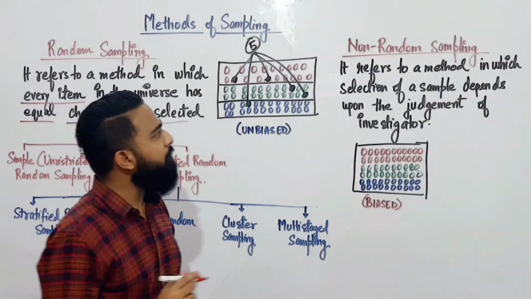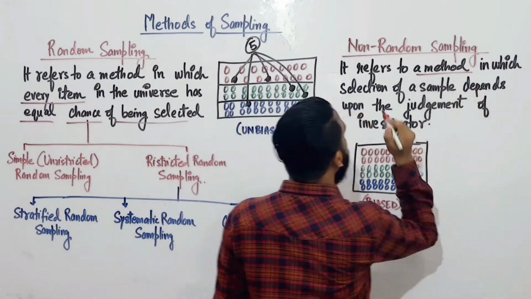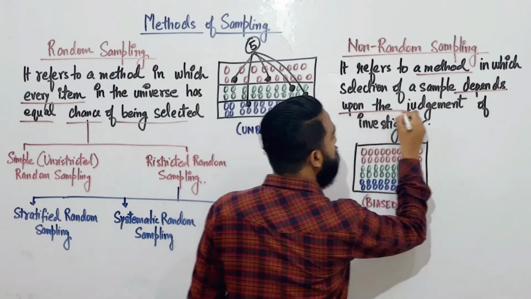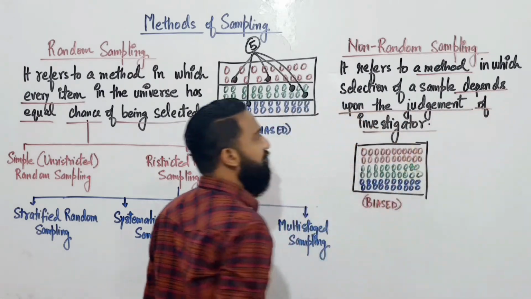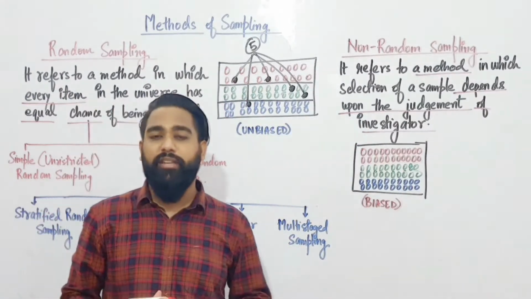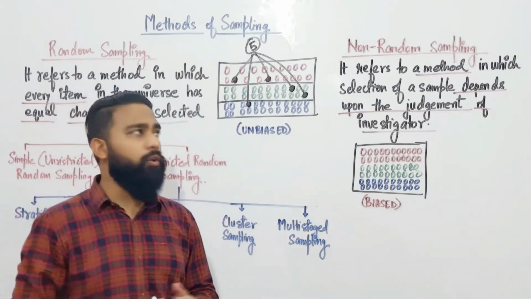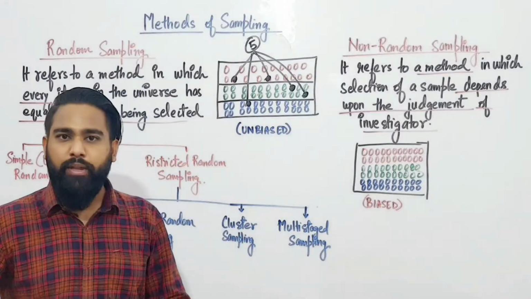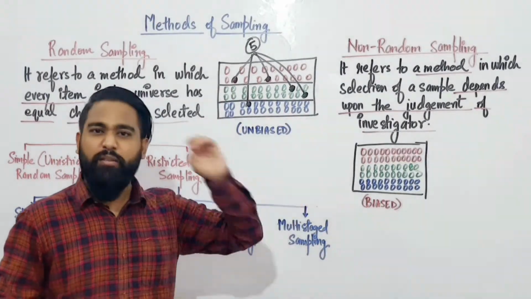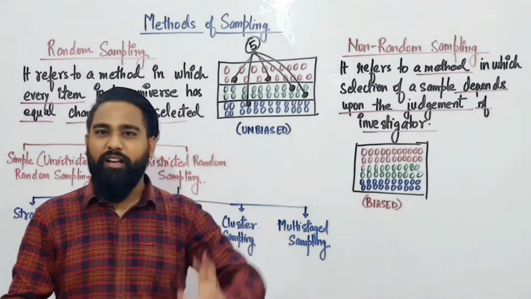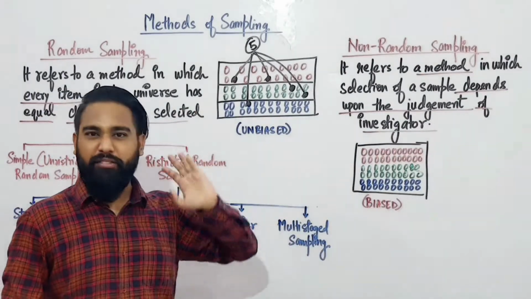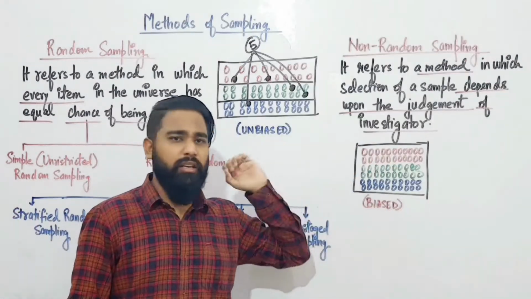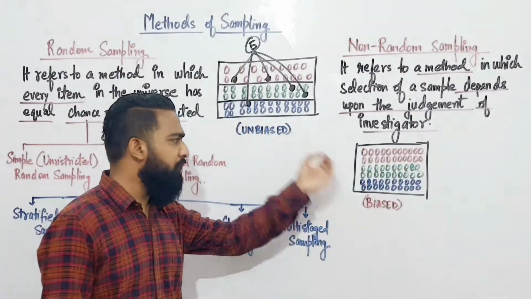Now, the second one is non-random sampling. What is non-random sampling? It refers to a method in which the selection of a sample depends upon the judgment of the investigator. It depends upon the mindset of the investigator, what he is thinking before selecting the samples. Suppose this is also a classroom, but this is the commerce section, the most indisciplined class of the school. And I don't want to take the survey from the backbenchers or the middle benchers.